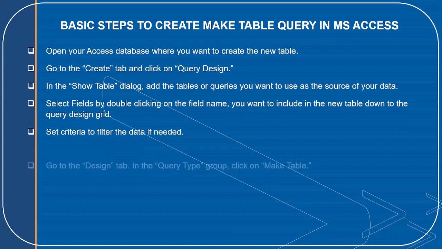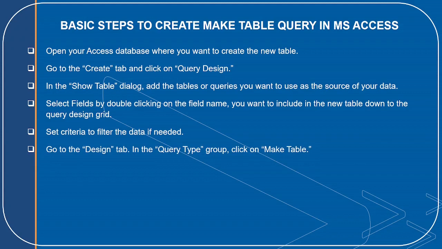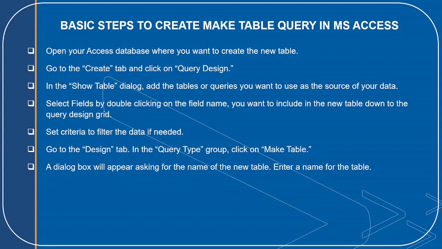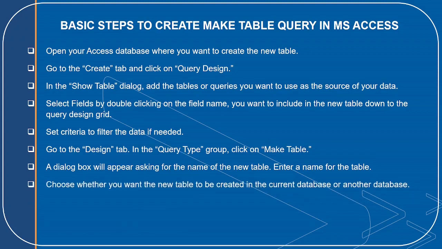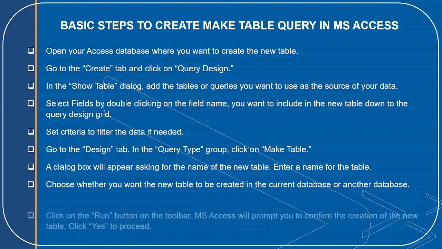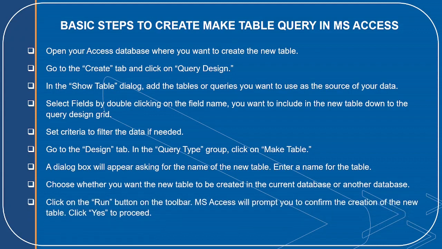6. Go to the Design tab. In the Query Type group, click on Make Table. 7. A dialog box will appear asking for the name of the new table. Enter a name for the table. 8. Choose whether you want the new table to be created in the current database or another database. 9. Click on the Run button on the toolbar. msaccess will prompt you to confirm the creation of the new table. Click Yes to proceed. By following these steps, you can effectively create a new table, populated with specific data from your existing tables, making data management tasks in msaccess more efficient.